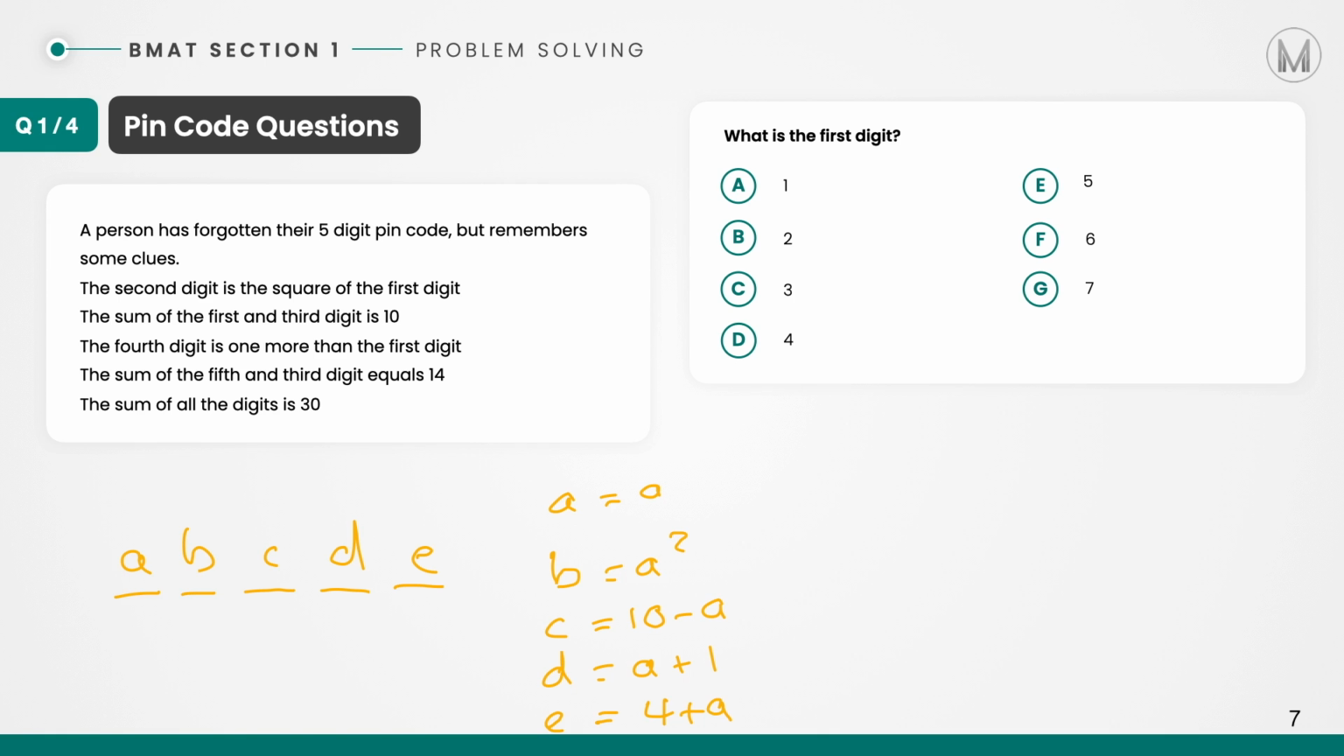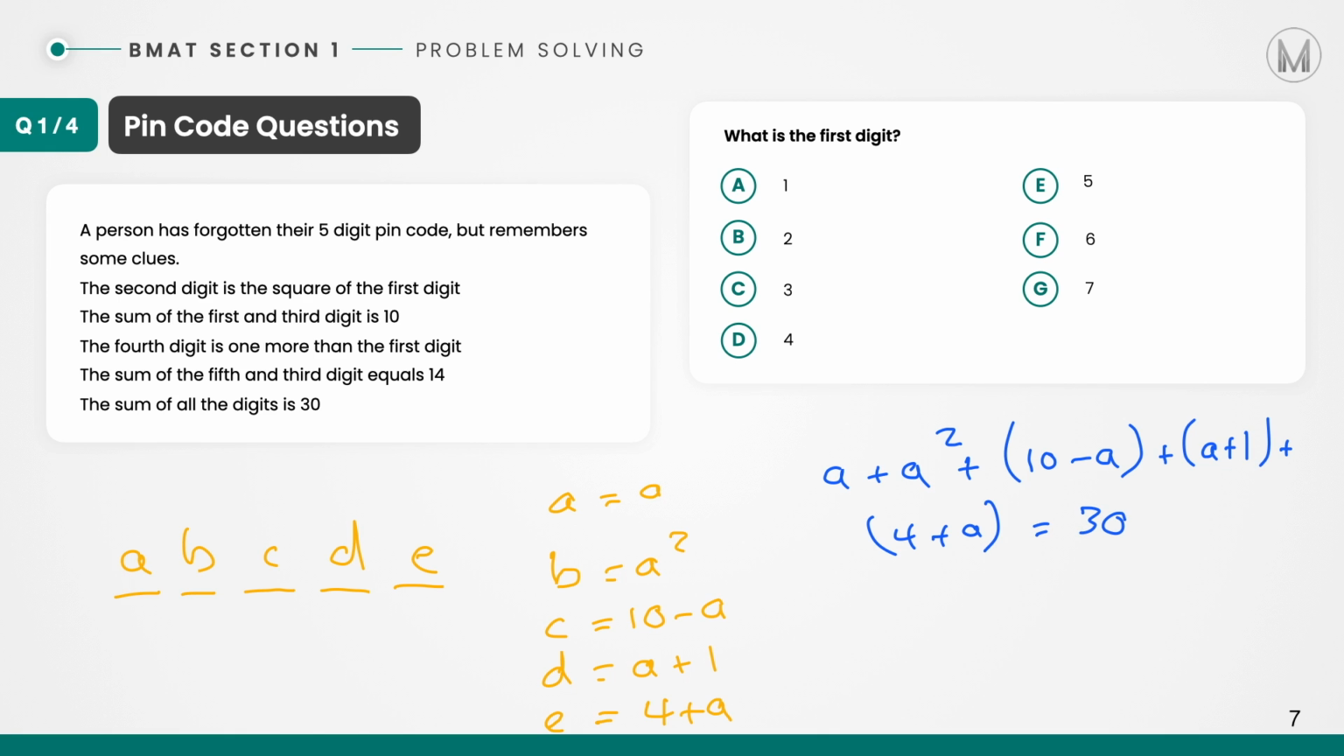And we know that all of them together are equal to 30, so we can set up an equation. We know that A plus A squared plus 10 minus A plus A plus 1 plus 4 plus A is all equal to 30. So let's write down that equation now in blue. A plus A squared plus 10 minus A plus A plus 1 plus 4 plus A is all equal to 30.